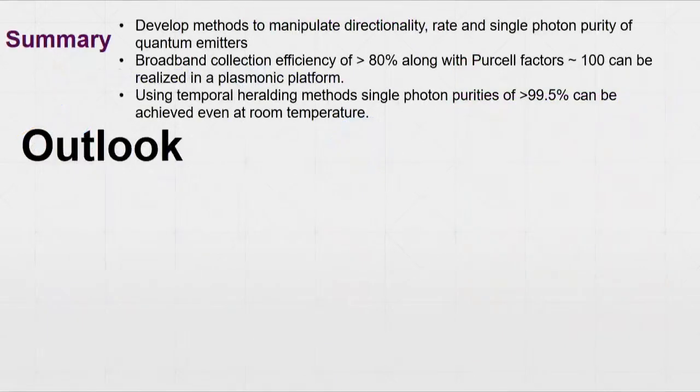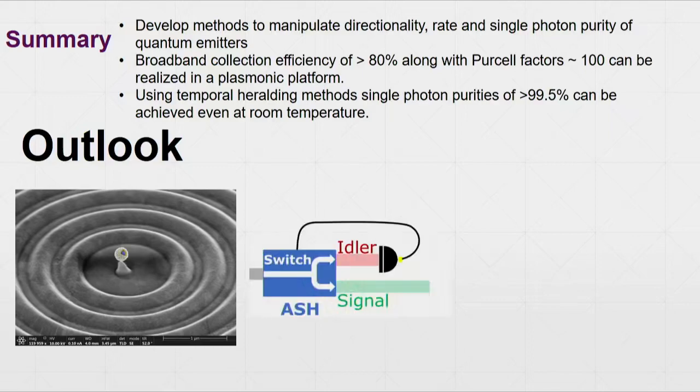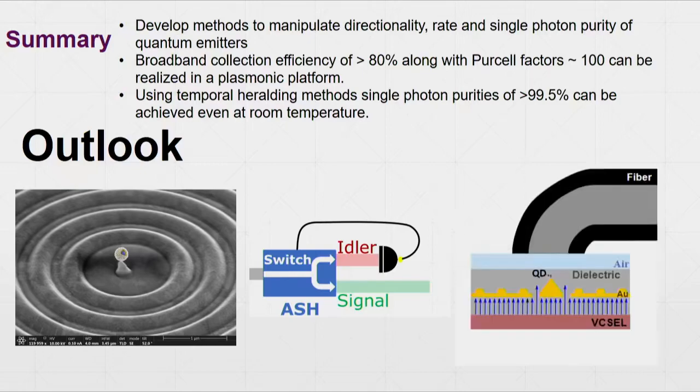So to summarize, I've shown you methods to manipulate the rate, directionality, and purity of our single photon room temperature quantum emitters, which can give us high collection efficiencies and high Purcell factors, in addition to high purities. So the goal now is to couple these quantum dots to these nanocones and do an actual physical realization of these switching techniques, and eventually to build a plug-and-play source where you electrically excite the quantum dot and collect it directly into a fiber. And thank you very much.